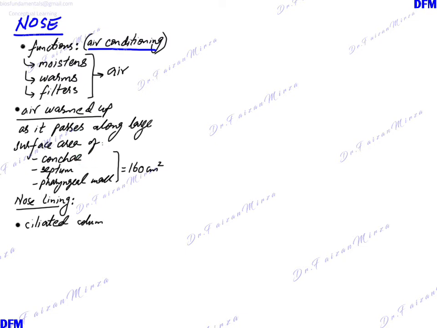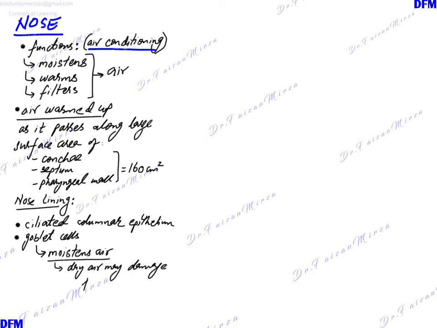The nasal lining includes ciliated columnar epithelial cells, and it also includes goblet cells, which release mucus. This moistens the air. Dry air may damage the trachea, the airway lining or the alveoli. So this is moistened air. It prevents the lining from getting too dried up or damaged.